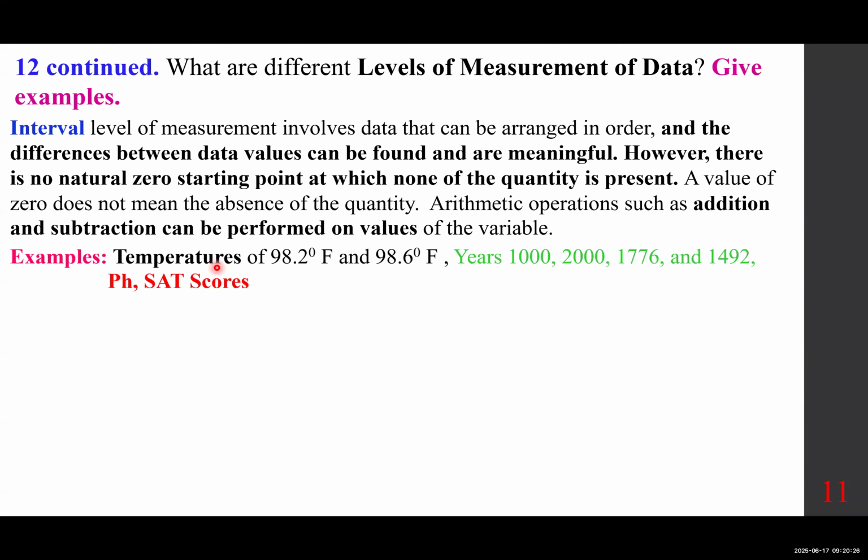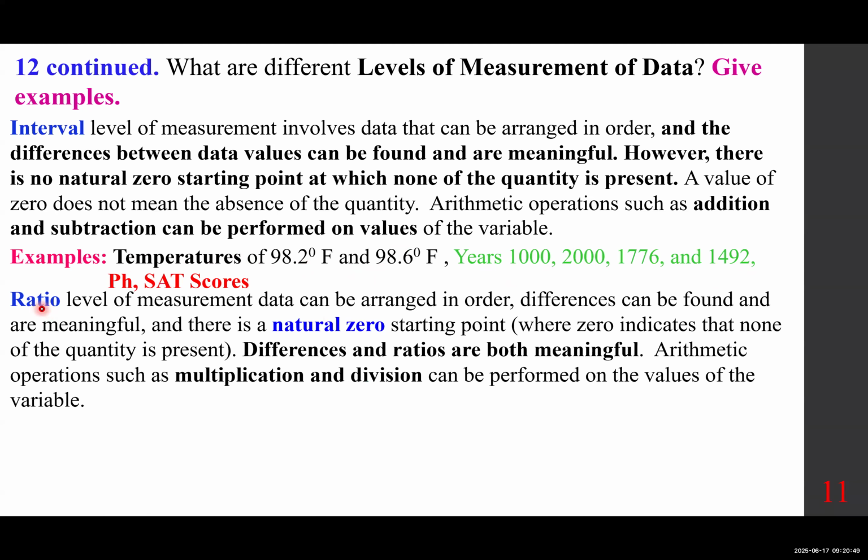For example, if you look at temperatures or body temperature for that matter of 98.2 degrees Fahrenheit and 98.6 degrees Fahrenheit, the difference does make sense. Years, 1000, 2000, 1776, 1492. pH, SAT scores, stuff like that.